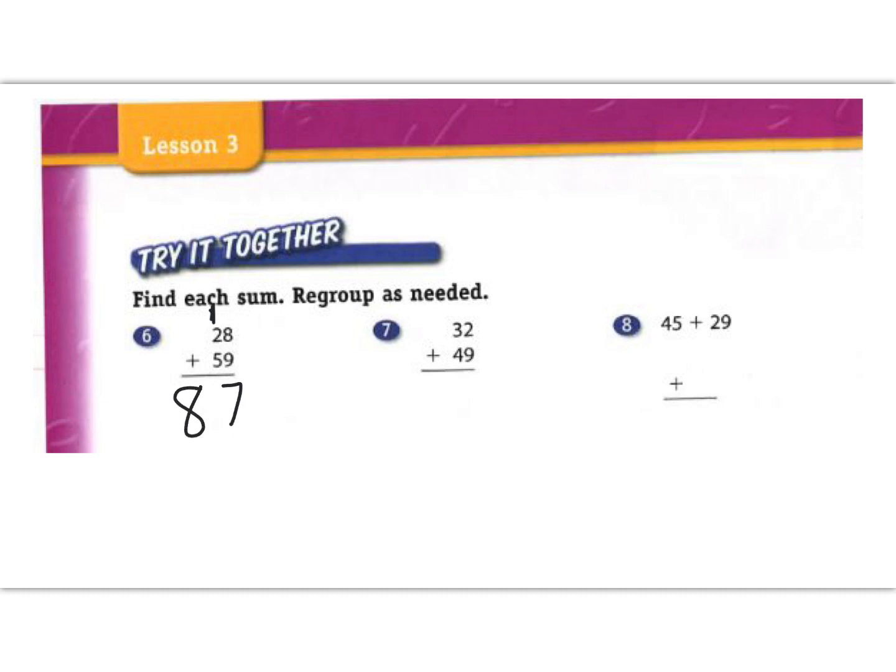Next, 32 plus 49. 2 plus 9 is 11. So we leave the 1 down there. We have to carry that 1. 1 plus 3 is 4. 4 plus 4 is 8. And then again, when it's written like this, it's much more helpful to rewrite it like this so you can line up the place values.